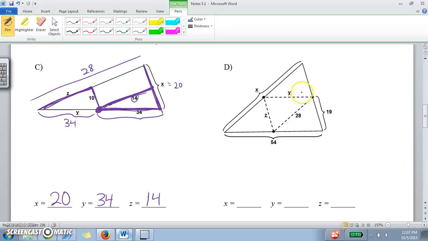Here, let's start with x. So we've got a midsegment of 28. So each of these pieces would be equal to 28. So x would be 28 times 2, or 56.